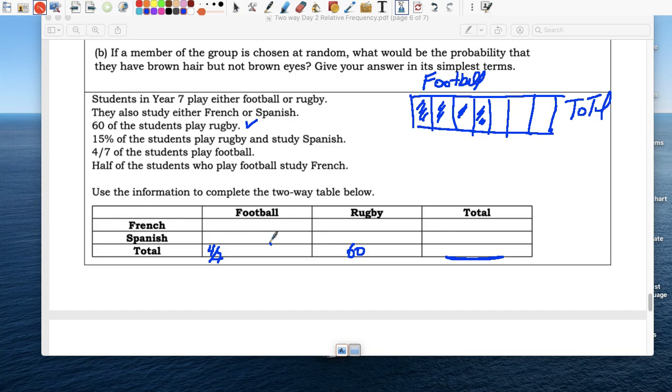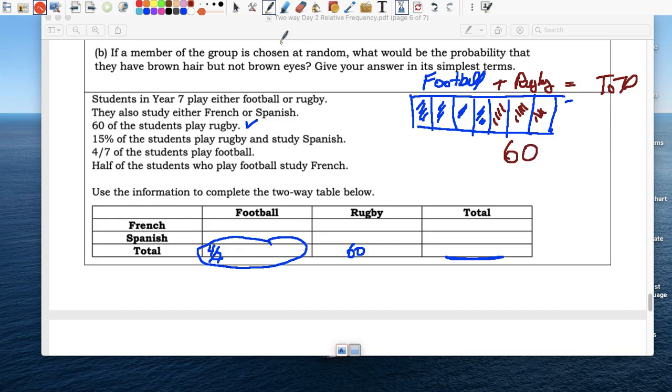Now, 4/7 is this group right here. And this group right here, and I'll change colors, I'll go the other way, is the rugby people. Right? This is the rugby people. And if you add those, the football players plus the rugby players, you get the total. Now this, I know what it is. This is equal to 60. Now if you remember tape diagrams from your 6th grade days, right?